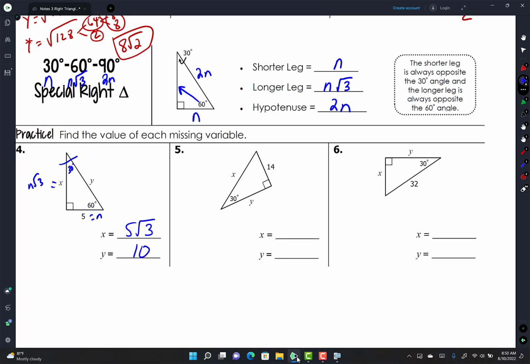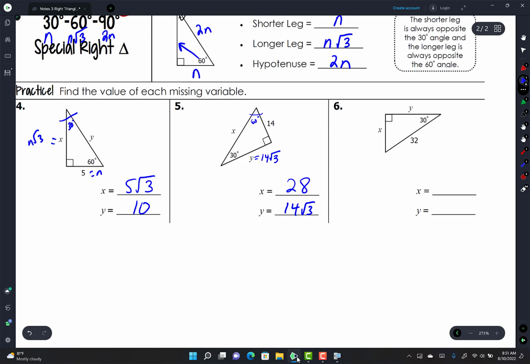All right. Next letter. I know it doesn't look like it's a 30, 60, 90, but it is. They tell you that's 30, and I have a 90 there, so that means this angle there must be 60. So the 14 is the short leg. The Y has to be the long leg, so 14 square root of 3. That's the Y. And the X has to be double the 14. So what's that, 28? And there it is. How do you guys feel?